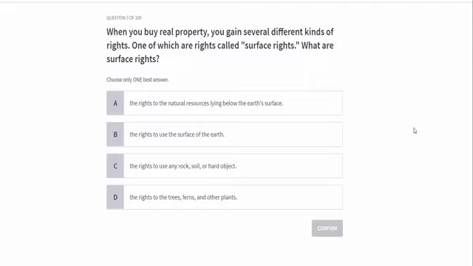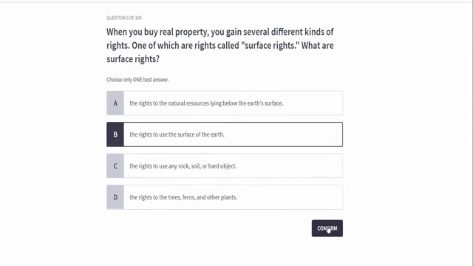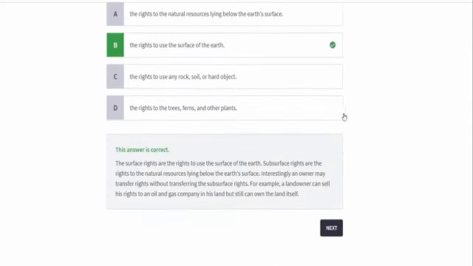All right, so hopefully you guys came up with your answer on this one. This one's another pretty straightforward one. When we're talking about surface rights, we're talking about the surface of the Earth. So that would be the rights to use the surface of the Earth. So our correct answer is B.